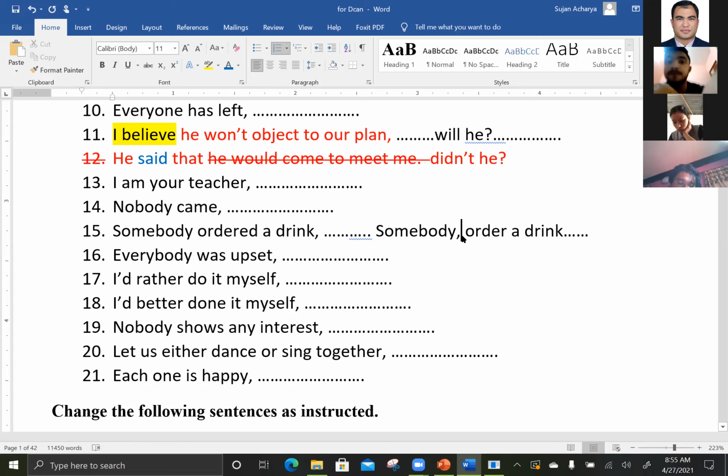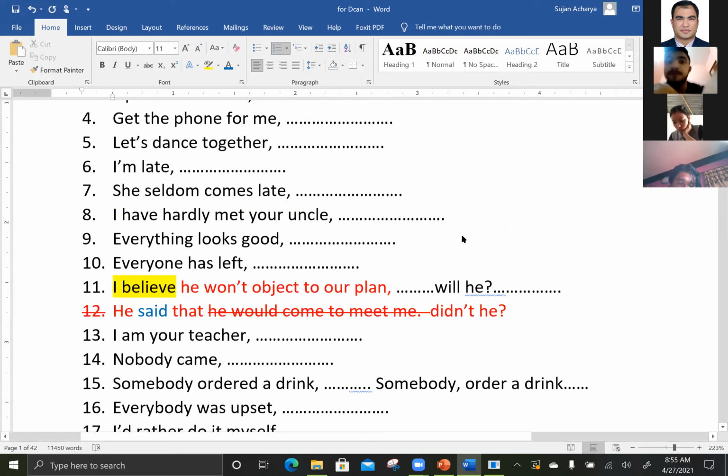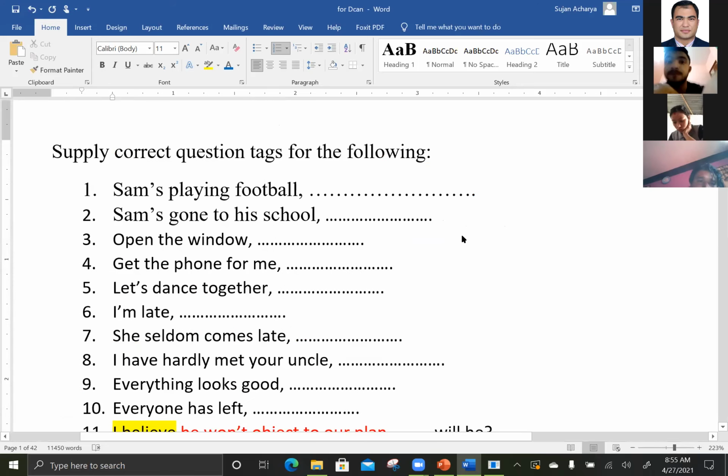Yes sir. Okay, now let's go through the answers. Playing football: the first apostrophe means it is followed by the ing form of the verb, so it's is. Sam is playing football, isn't he? Sam's gone to his school. Here, yes, is has. Why? Because it's followed by V3. Sam's gone to his school, hasn't he?